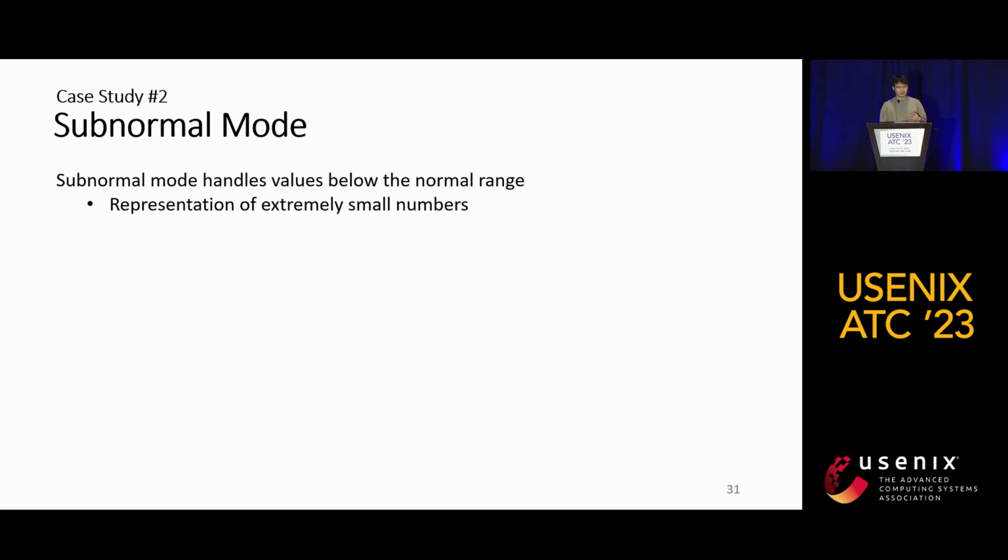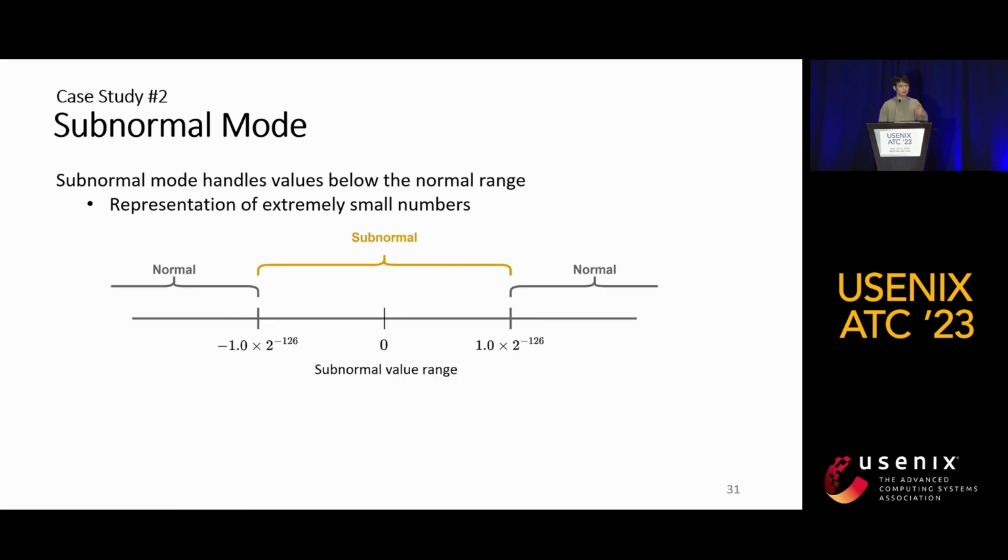We next investigate how subnormal mode would affect training. Subnormal mode is a special value encoding in floating point format, and it could handle values below the normal range. It enables representation of extremely small values to alleviate the problem of underflow. But the drawback is it could take larger chip area.